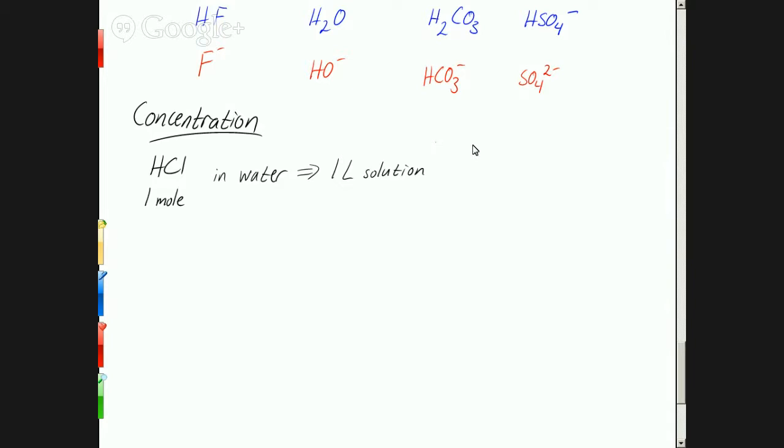So if we have 1 mole of HCl in 1 liter of solution, what's the concentration in molarity? One mole to 1 liter. Yeah. So what's the molarity? 1. 1 mole per liter. Okay. So remember, molarity is moles per liter. So if we have 1 mole per 1 liter, then we have 1 molar HCl.